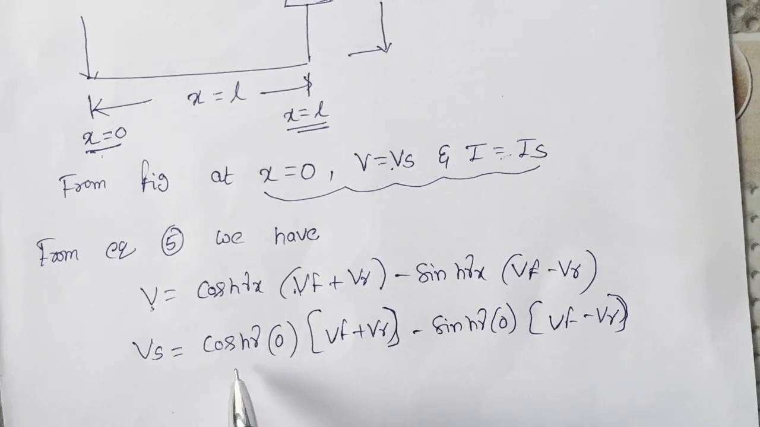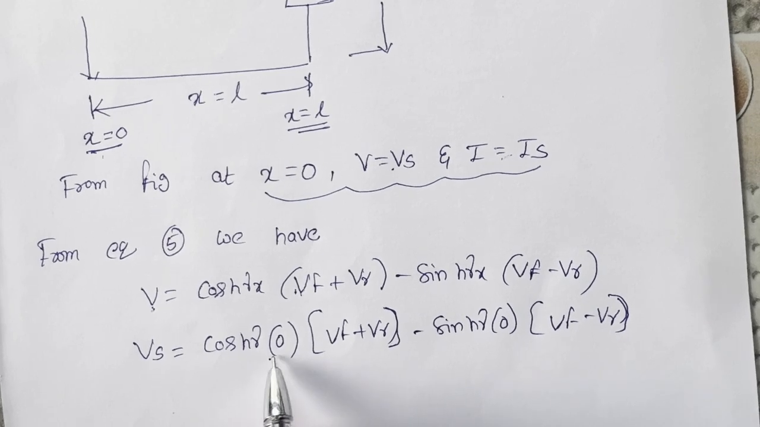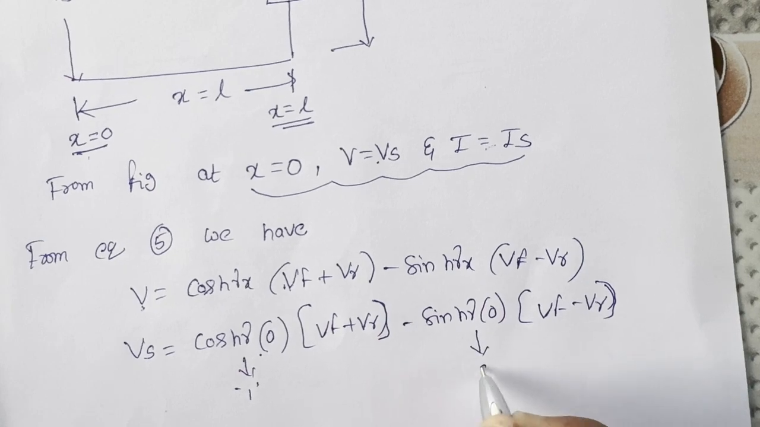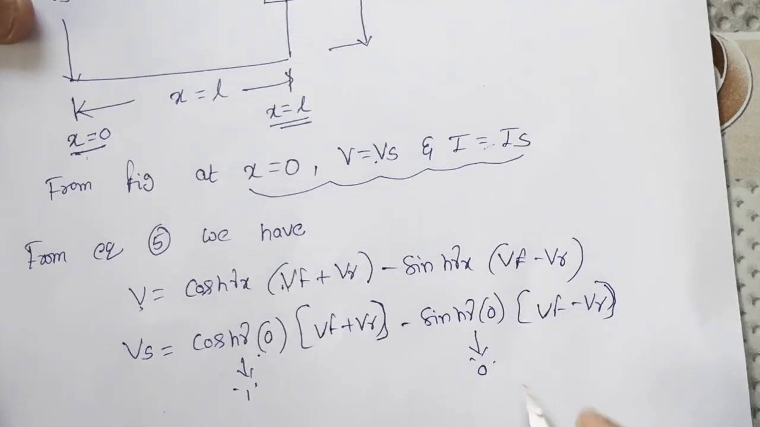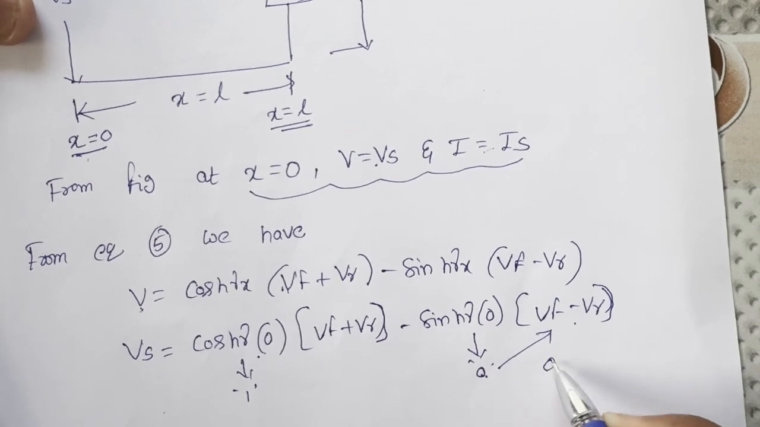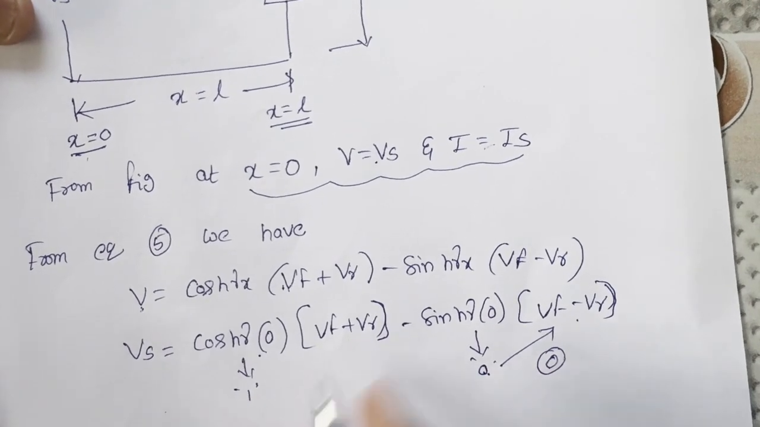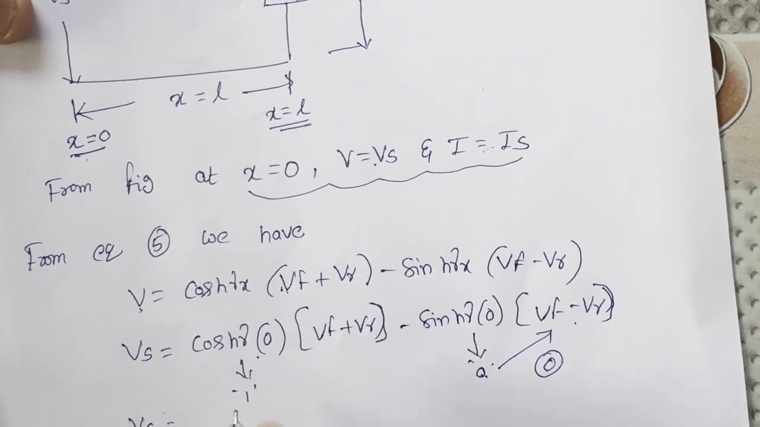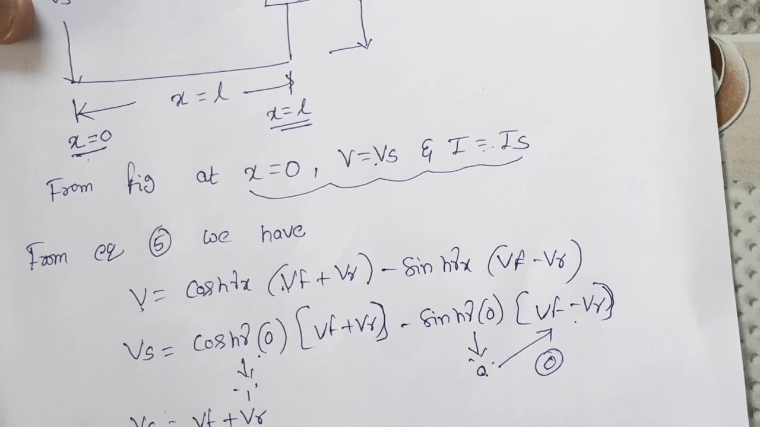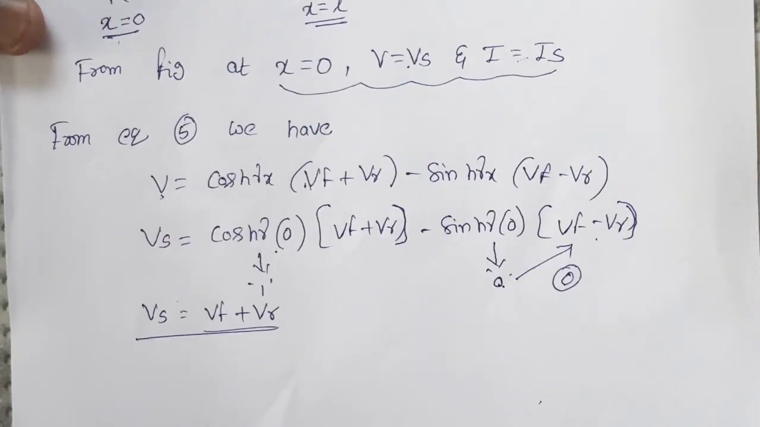Here cos 0 value is 1 and sin 0 value is 0. So 0 into this one will become 0 and 1 into this one. So Vs equal to Vf plus Vr. This is what we get from this substitution.